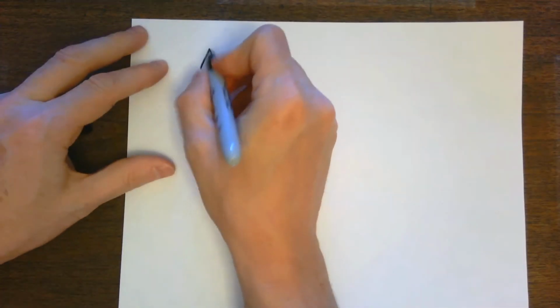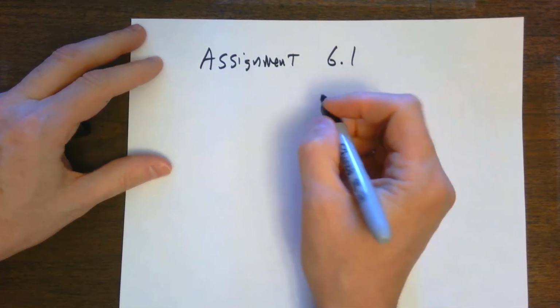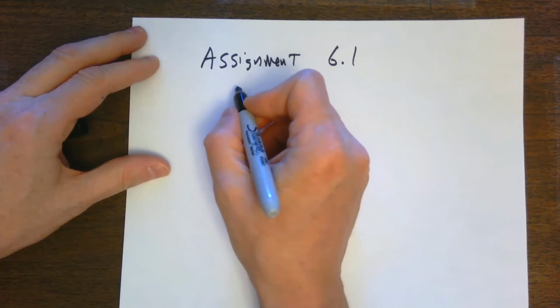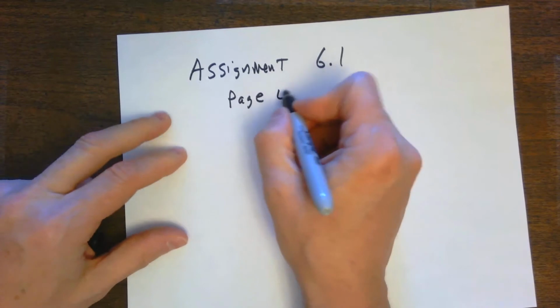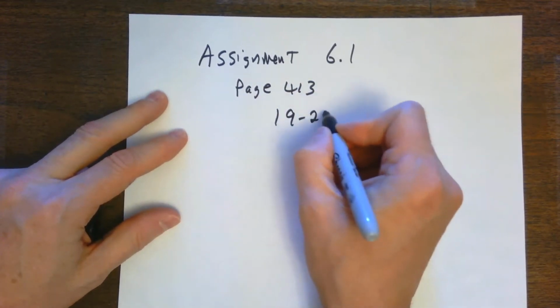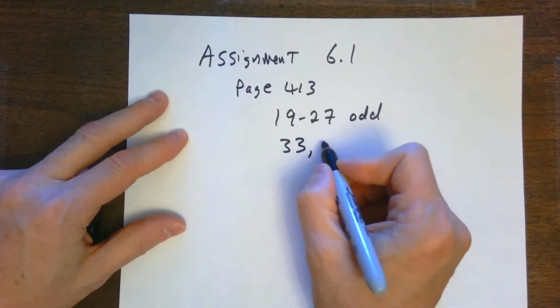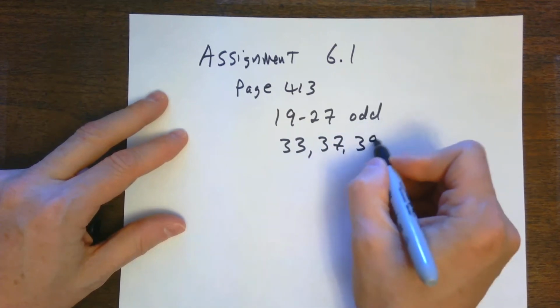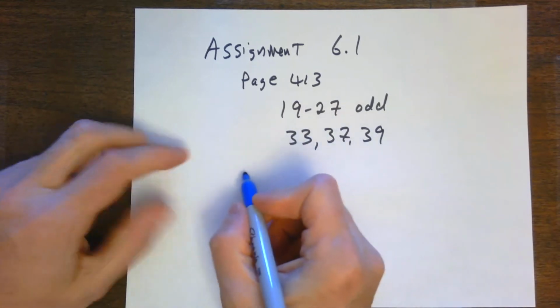All right, ladies and gentlemen, that's it for 6.1. So I would like you now to do the assignment from 6.1, which is going to be on page, let's see, where does it start? On page 413. And I want you to do problems numbers 19 through 27, just the odd problems. And then I want you to do 33, 37, and 39. And then you're going to have to email me this assignment.